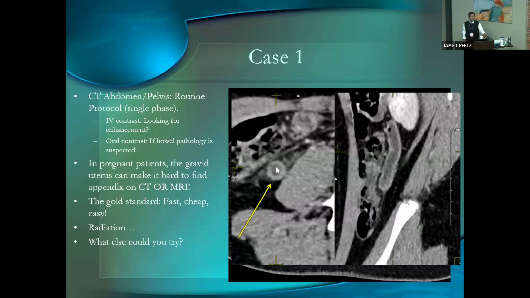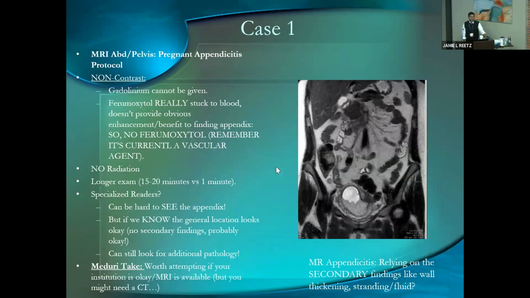What else could we do? And so the idea here is we could do MRI. And so we could do an MR abdomen pelvis pregnant appendicitis protocol, which we have at Meritor and UW. That is a non-contrast examination. Again, I've taken gadolinium away. You cannot give it. Ferumoxytol, why doesn't it work? It loves that hemoglobin too much. So it's going to kind of just stick with the blood. It doesn't really provide us that much enhancement as much as gadolinium would. And so we don't really use ferumoxytol for these, but there is no radiation.